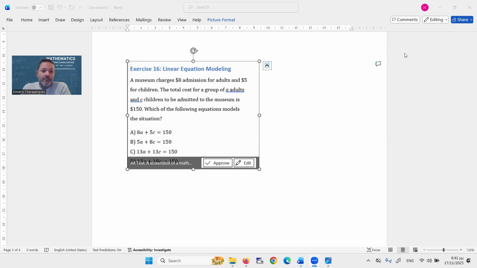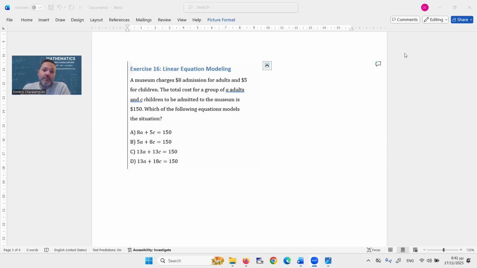Exercise 16. A museum charges $8 admission for adults and $5 for children. The total cost for a group of A adults and C children to be admitted to the museum is $150. Which of the following equations models the situation?